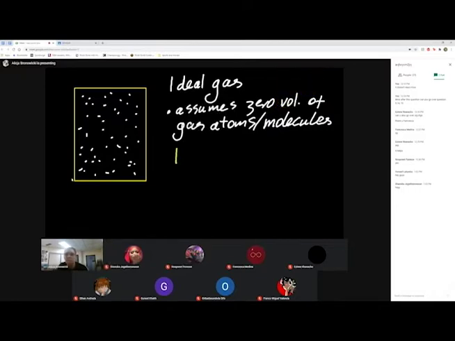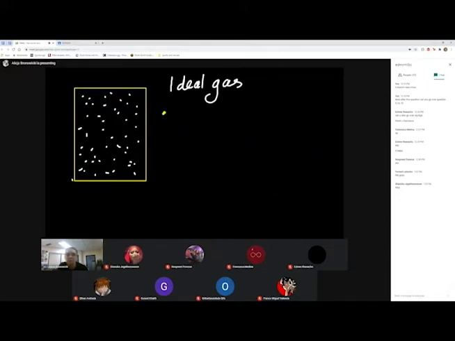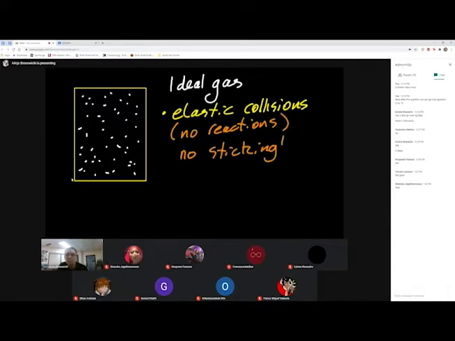So helium, that's really tiny. But DNA gas, well, that's going to be huge if it even existed. So helium's going to give better results with the ideal gas equation than a big molecule. We're also assuming elastic collisions. And that means that they don't react and they don't stick together, the molecules. They just bounce off each other cleanly. They don't stick. So again, helium, that's great.